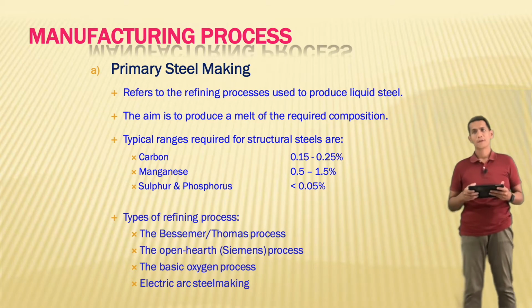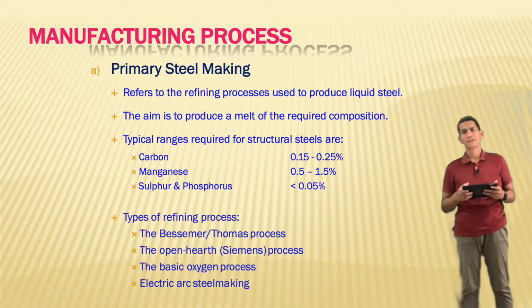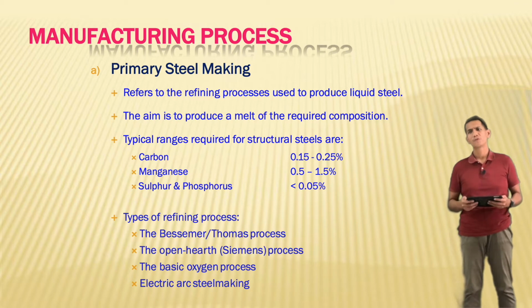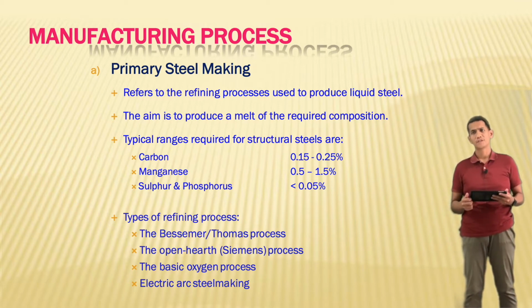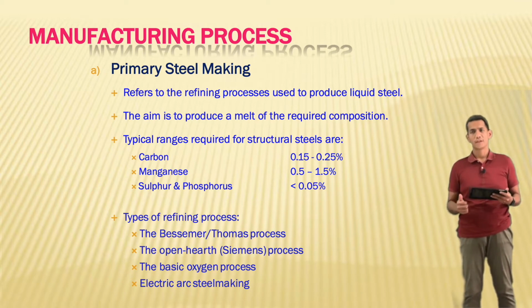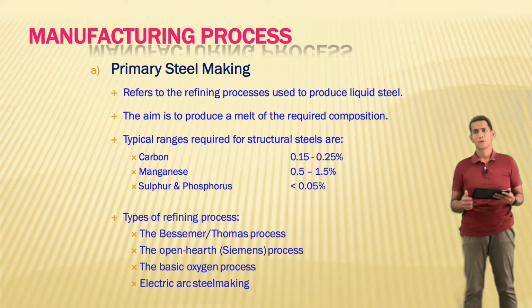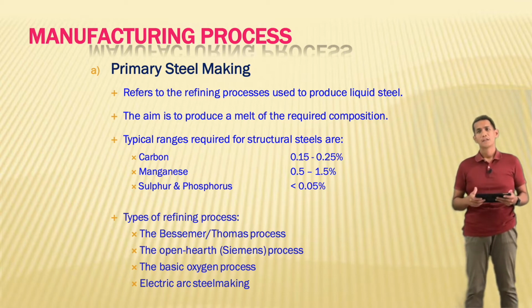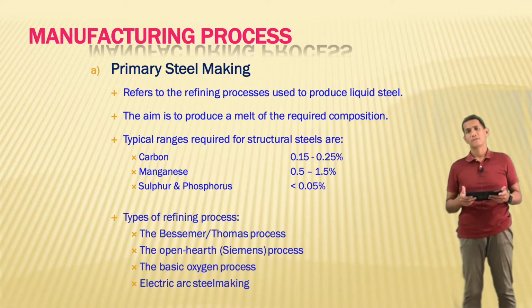And then we go to the manufacturing process. Primarily, steel making refers to the refining process used to produce liquid steel. The aim is to produce a melt of the required composition. The typical range required for structural steels is carbon 0.15 to 0.25%, manganese 0.5 to 1.5%, sulfur and phosphorus less than 0.05%. And then types of refining process.